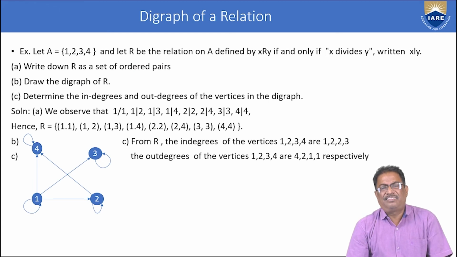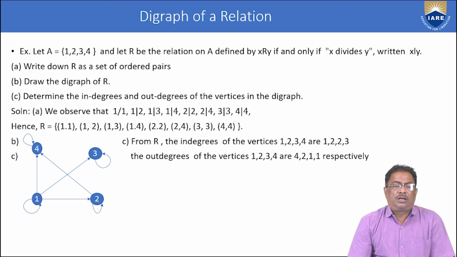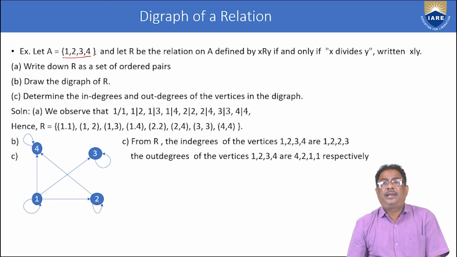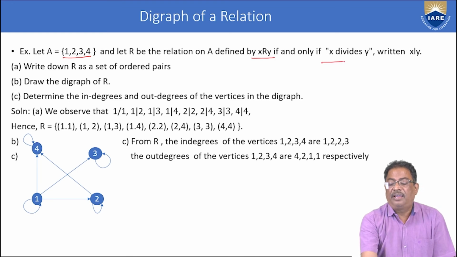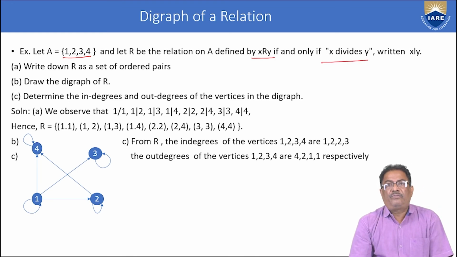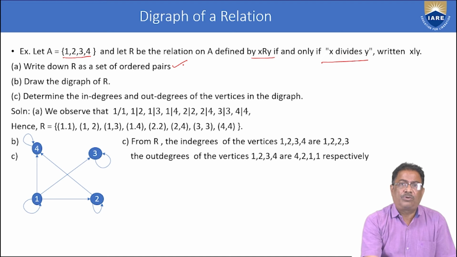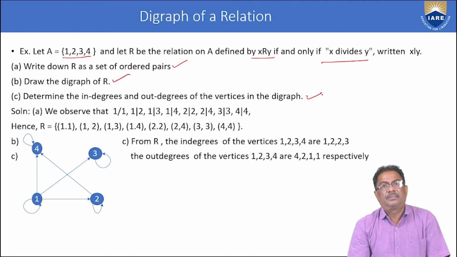Now let us consider another relation we are going to construct, and we are going to represent the relation in the form of a digraph. Let A be 1, 2, 3, 4, and the relation is given as x is related to y means x divides y. If the first number divides the second number, then only such ordered pairs we have to consider. Then write down R as ordered pairs, a digraph of the relation, and the in degree and out degree.